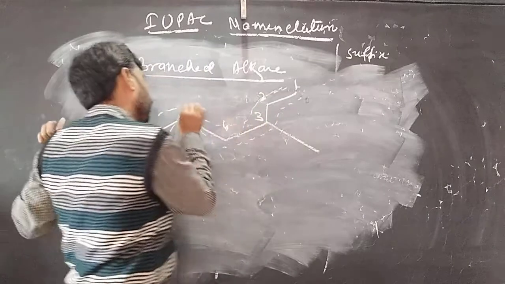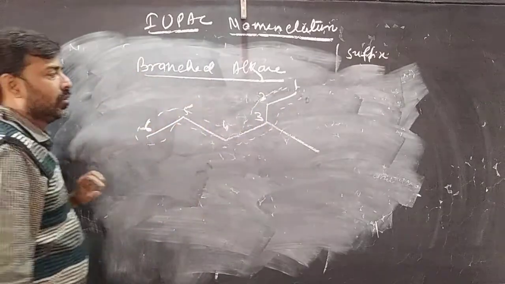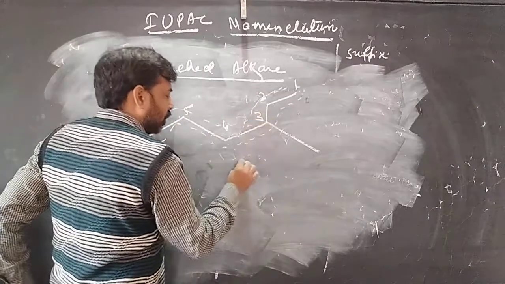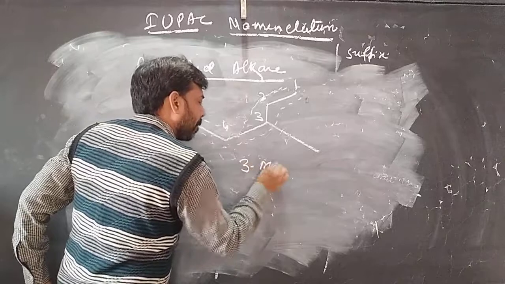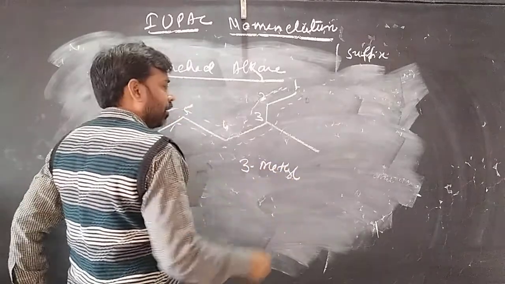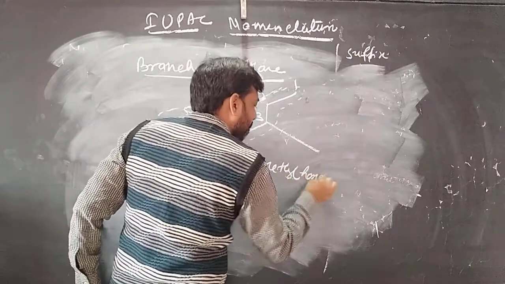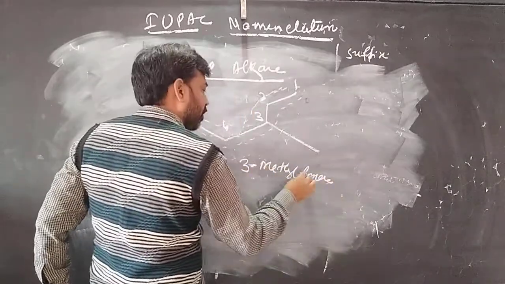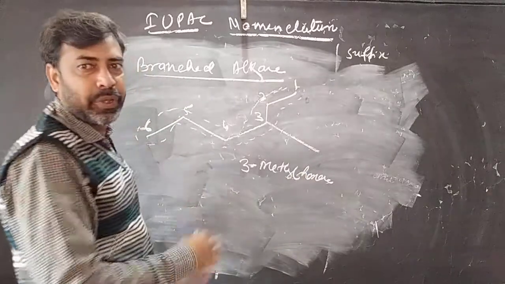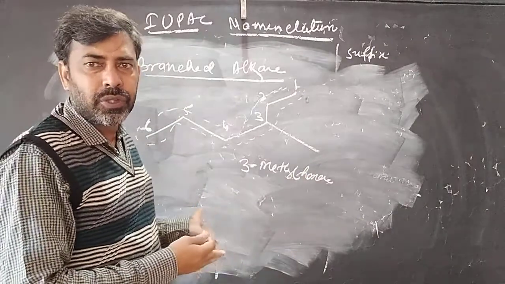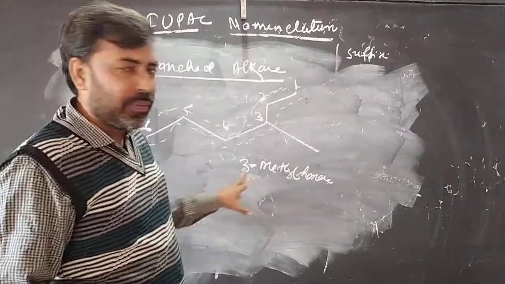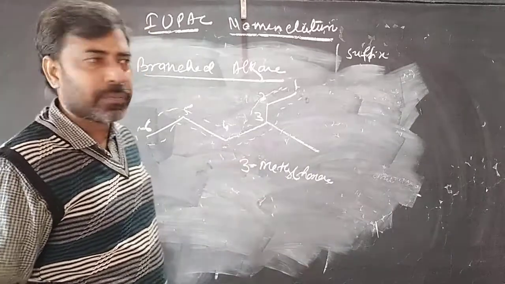So 1 2 3 4 5. Where is the methyl group? On position number 3. So 3-methyl. Now the name of the main chain, that is hexane. There will be no space between these terms, and there will be a hyphen between the alphabet and the numeral.